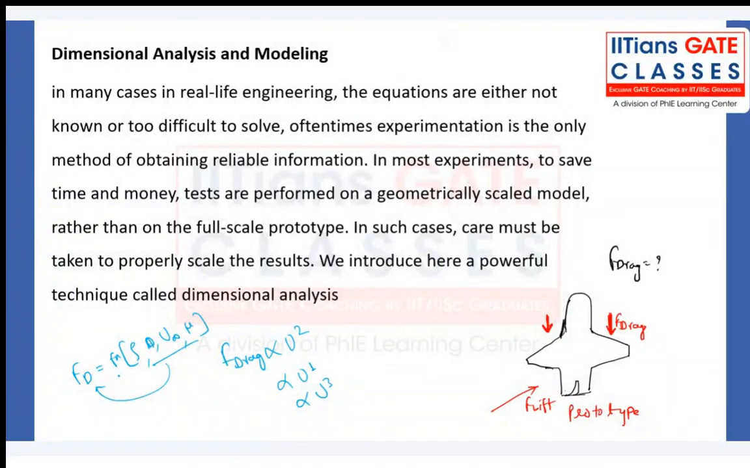Otherwise you have to keep multiple times different velocities to get the results of drag force, and that is a very tedious job. So definitely before going for any experimental setup or any experimental thing on anything, we will first do the dimensional analysis and modeling. So make a note of it.